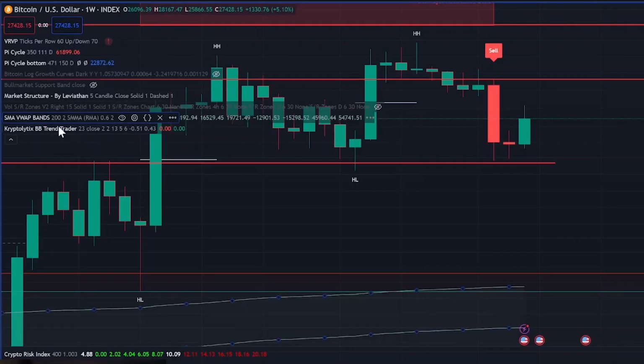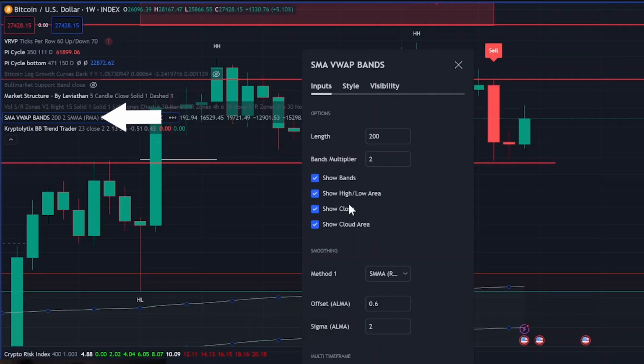Now, by default, these are the SMA VWAP bands. And if we have a look at the settings here, we've got it as the 200 period, and I've got this set to the smooth moving average, or RMA, or rate of change moving average. That's basically what that is.